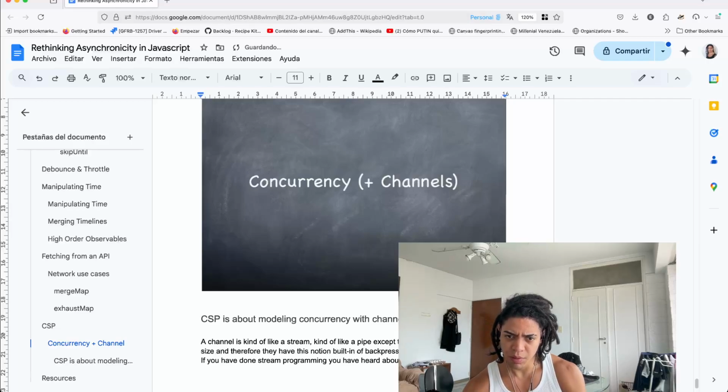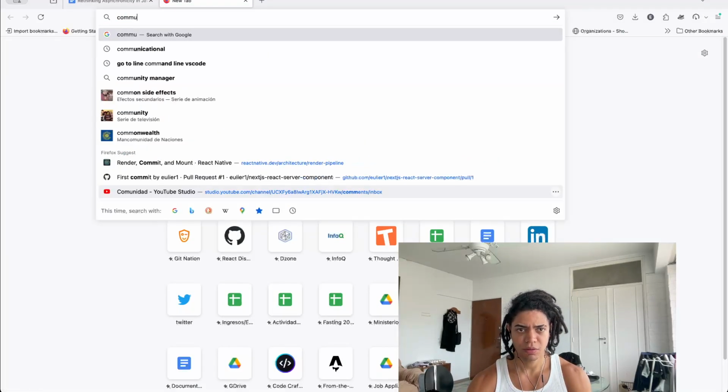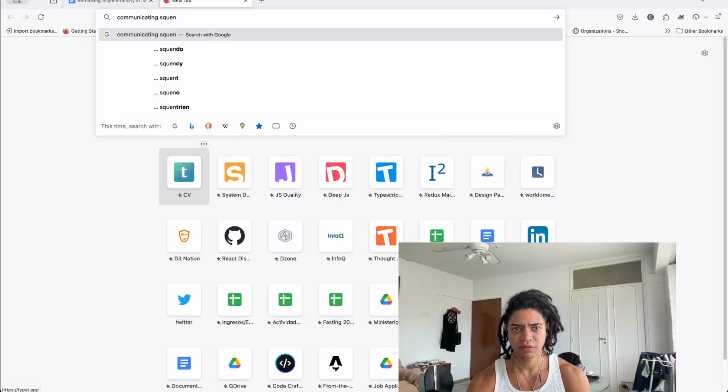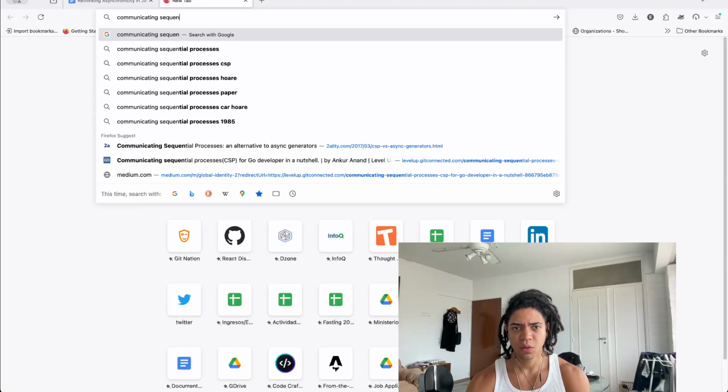Blocking channels. Now, CSP stands for Communicating Sequential Processes. Communicating sequential processes. Okay.